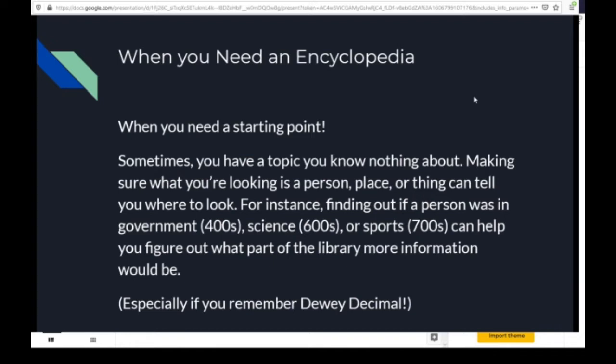Finding out if a person was in government, science, or sports can help you find out what part of the library there might be more information in, especially if you remember Dewey Decimal, right? But when you first need your starting point, an encyclopedia is a great place to go. It's not the last place you should go for your book report or whatever it is you're doing, but it is the first one.